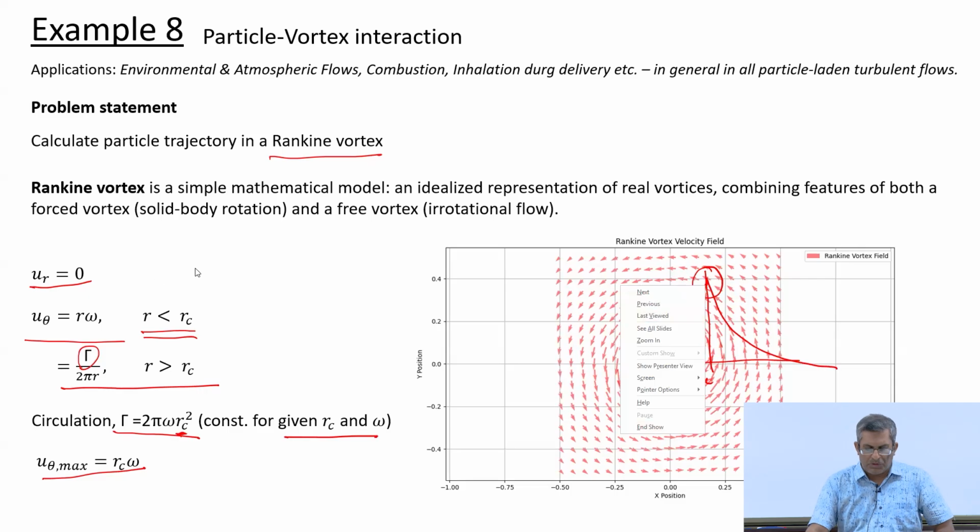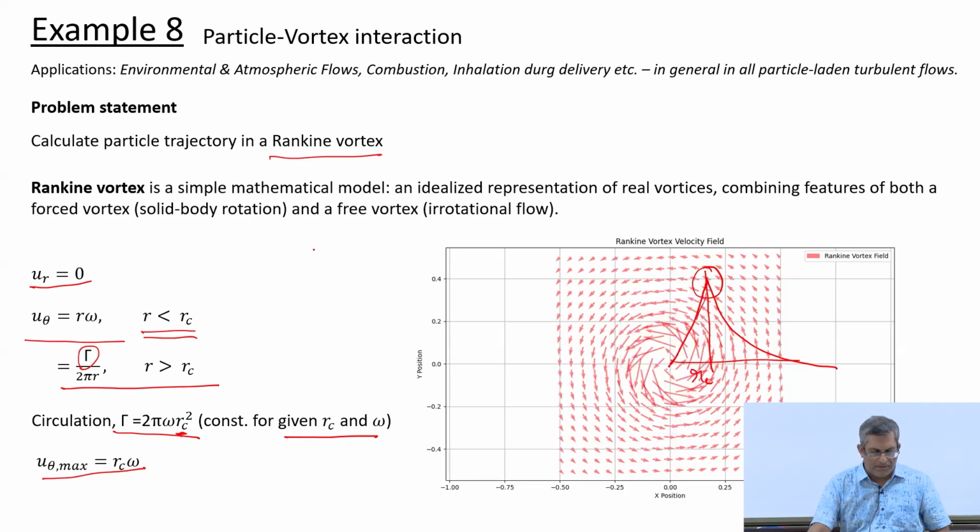So here what we want to do is basically release one particle somewhere, say here, and see the trajectory of the particle. What would happen to this particle? We can give any initial condition that we want. For example, we can release the particle from 0 velocity. In this case, we are releasing the particle such that the radial velocity is 0, but tangential velocity is equal to the local fluid velocity there. And let's see what we get.